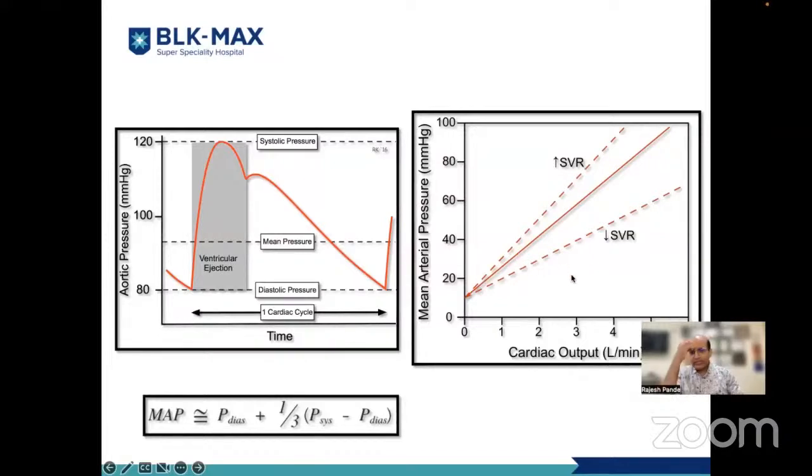And also you can see here in the right-sided cartoon the relationship between normal mean arterial pressure, cardiac output and systemic vascular resistance. When SVR increases, the mean arterial pressure increases. When SVR decreases, the mean arterial pressure decreases.